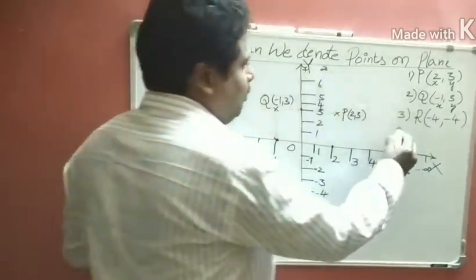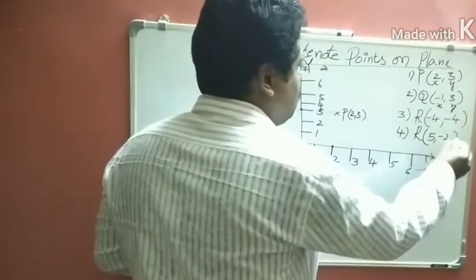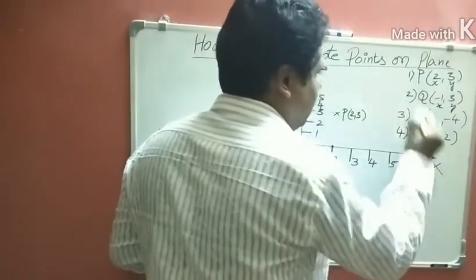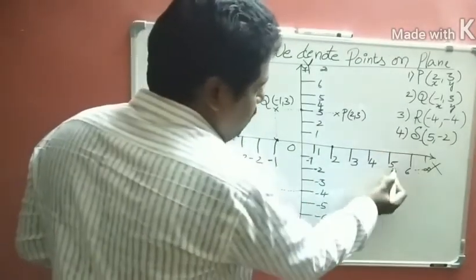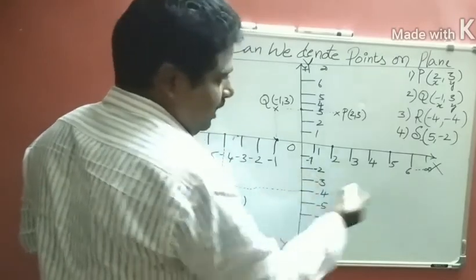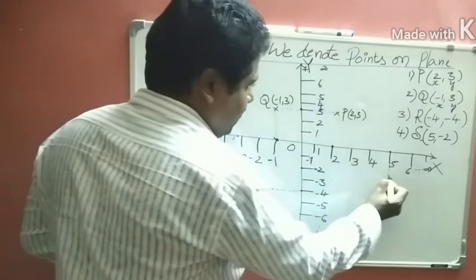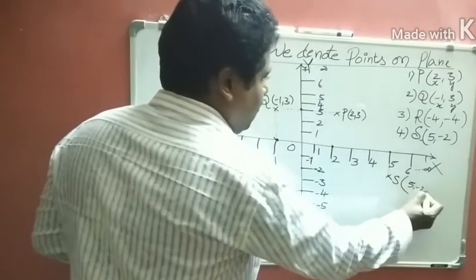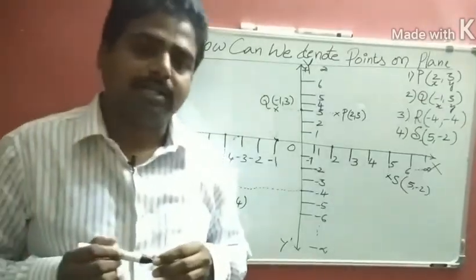Let us take the next point, S, 5 comma minus 2. So here x is equal to 5 is positive, so put a dot here. Y is equal to minus 2 is negative, put a dot here. From 5 onwards, coming downside, from minus 2 onwards, coming to the right side. So here we have S, 5 comma minus 2. Understand? Like this, we are denoting the points in quadrants.